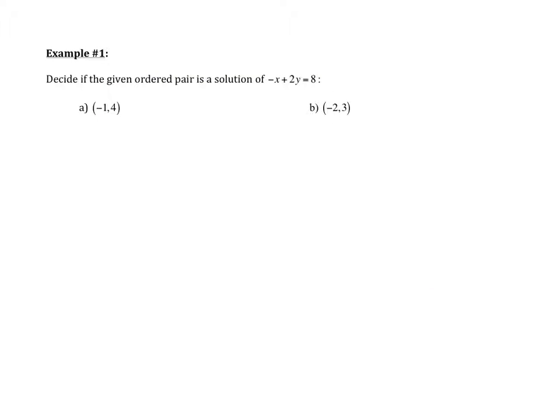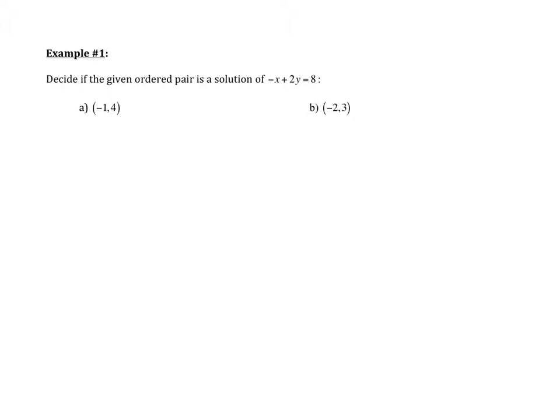Example number 1, decide if the given ordered pair is a solution of negative x plus 2y equals 8. So if these two ordered pairs were a solution to that equation, if I took the x value and the y value from the ordered pair and substituted those in for the x and y values of the equation, it would give me a true statement. So let's do just that. So I'm going to take this negative 1 and the 4, put negative 1 in for x and the 4 in for y into the equation and see if I get a true statement.